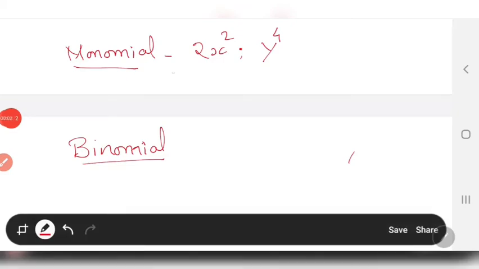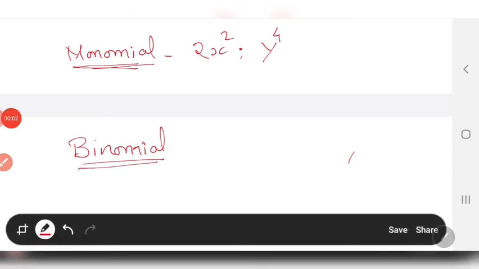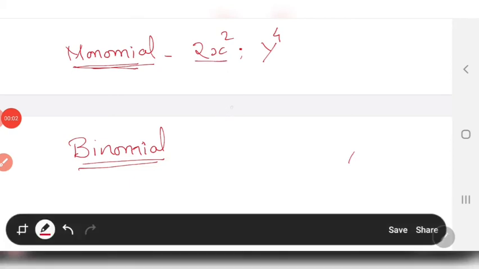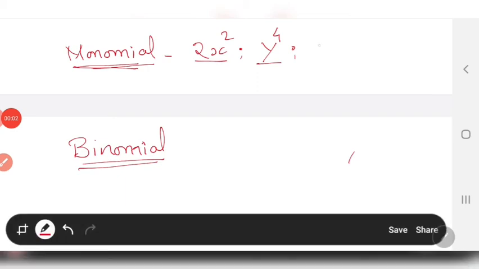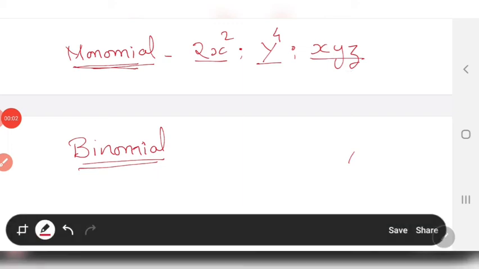So children, now we'll learn what are monomial and binomial. Any algebraic expression having a single term, we call it a monomial. For example, twice x square, monomial. Y to the power of 4, that is also a monomial. XYZ, that is also a monomial because it has a single term.